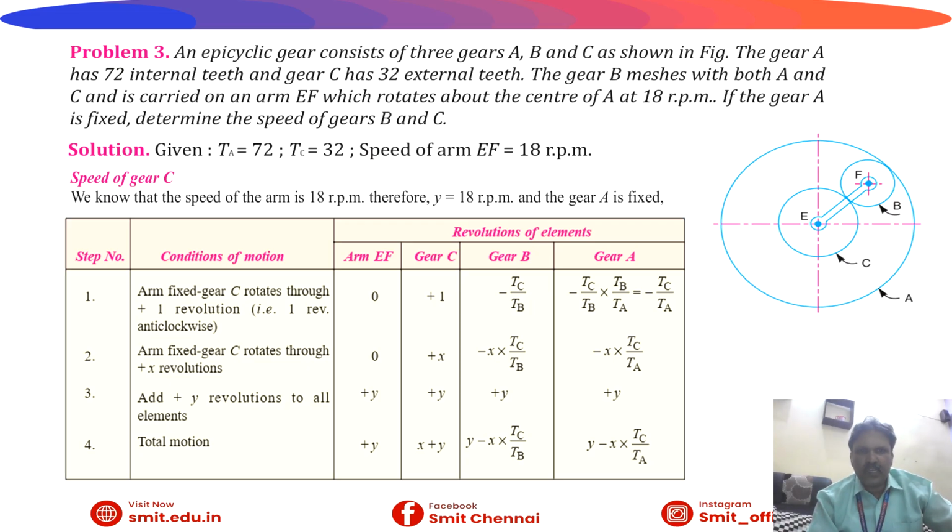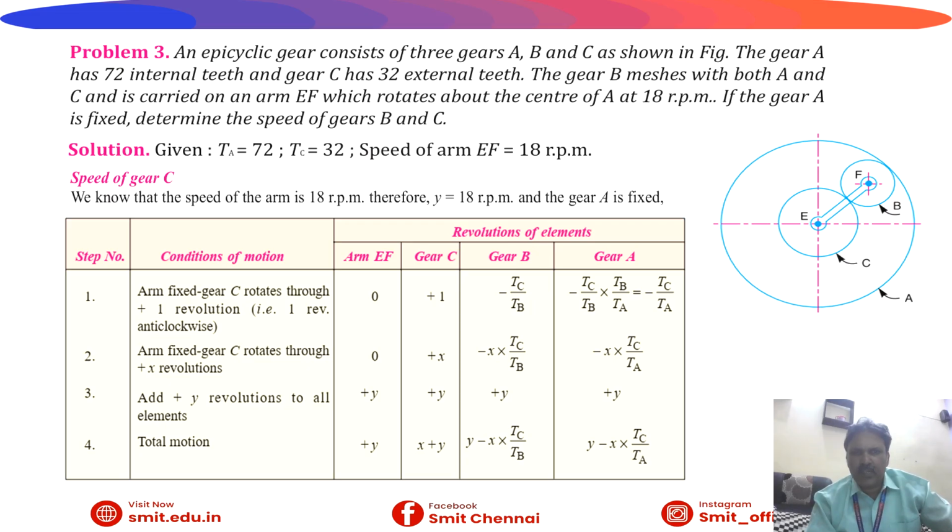In this epicyclic gear train, there are 3 gears, A, B and C. Gear A has internal teeth. Gear C has 32 external teeth. Gear B meshes with both A and C. The arm EF rotates about the center of A at 18 RPM. If gear A is fixed, determine the speed of gears B and C.